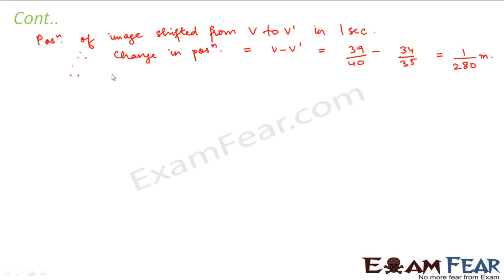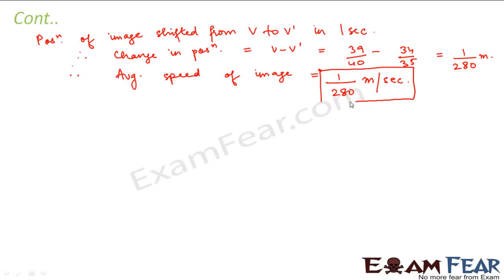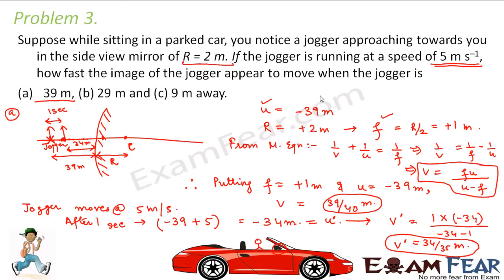Therefore, we can say that the average speed of the image is equal to 1 by 280 meters per second, because this is the change in position in 1 second. So we can say that the average speed of the image is 1 by 280 meter per second. Right? So this is what the question asked us, that how fast the image of the jogger will appear to move when the jogger is 39 meters away.